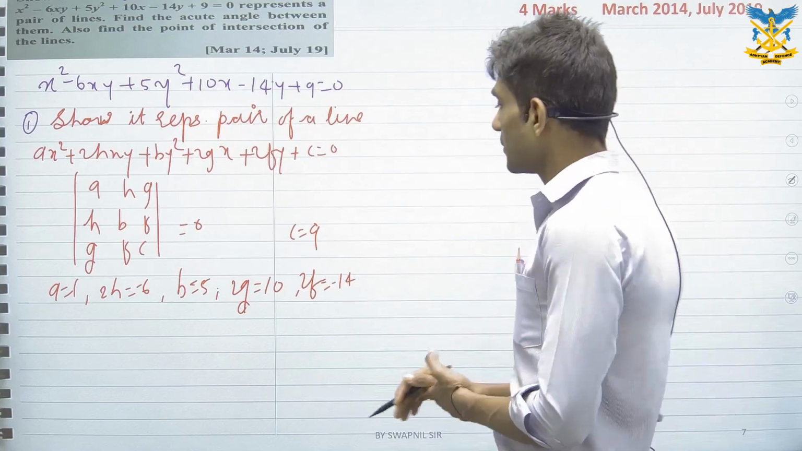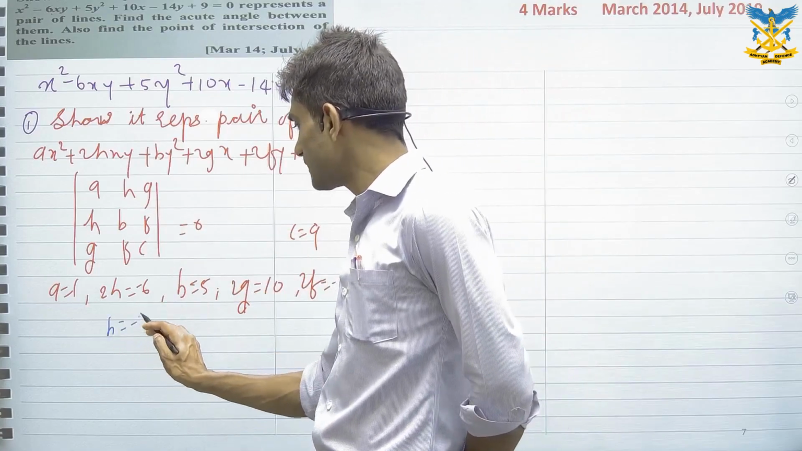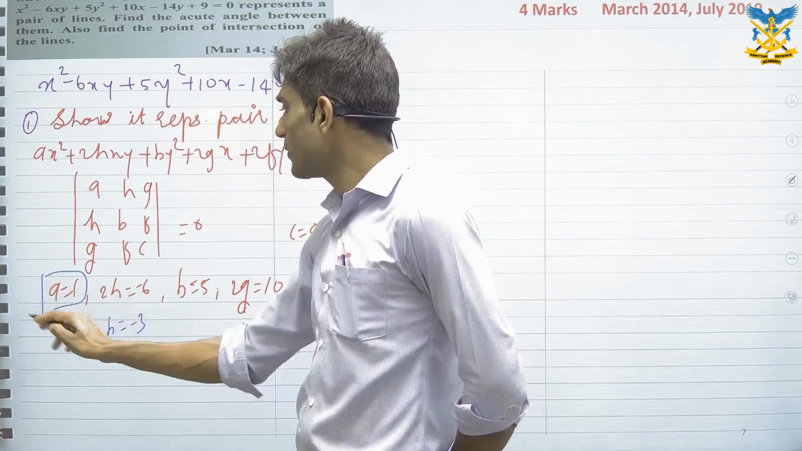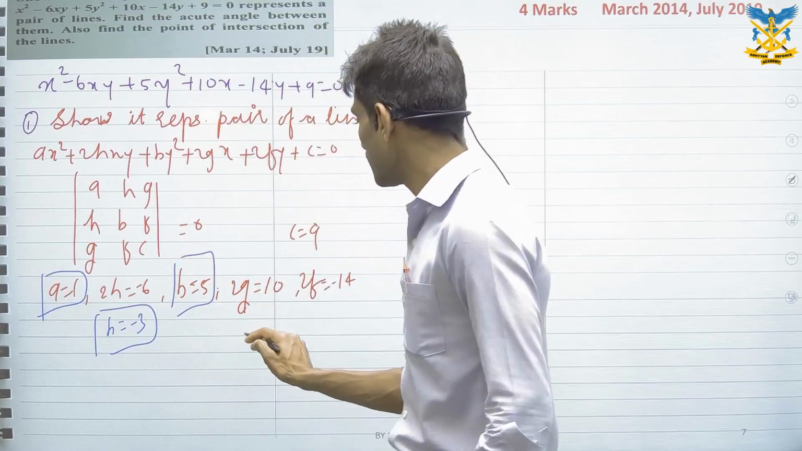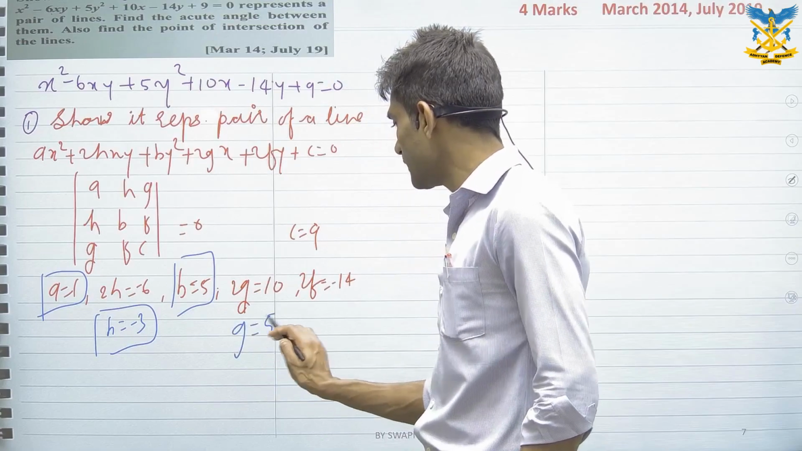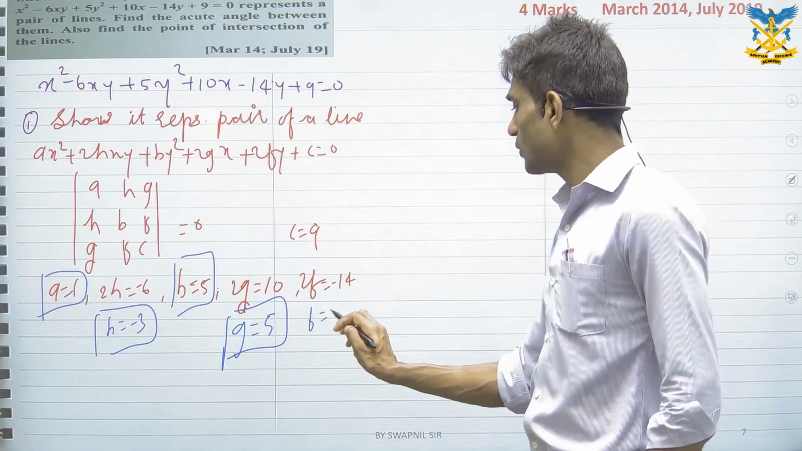Okay, put all these values in our result. So h gives us minus 3, a is already 1, h is minus 3, b is already 5, g is 10 by 2, which means g is 5, and 2f is equal to negative 14, that means f is equal to negative 7.